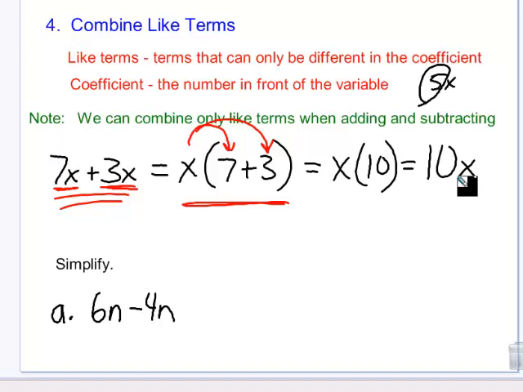Let's take this first one. Example A. We have 6n minus 4n. I would say something like 6 nickels, take away 4 nickels is 2 nickels.